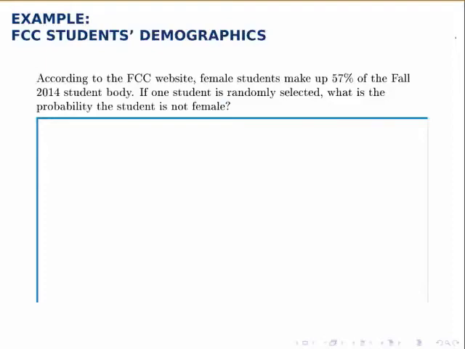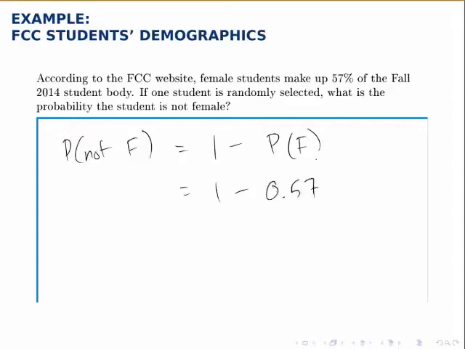According to the FCC website, female students make up 57% of the fall 2014 student body. If one student is randomly selected from the student body, what is the probability that that student is not female? Again, we're doing a probability of something not occurring, and that's always 1 minus the probability that that does occur. So 1 minus, now the probability that our randomly selected student is female is equal to the proportion of students that are female. So 57% as a proportion is 0.57. So we get 1 minus 0.57.